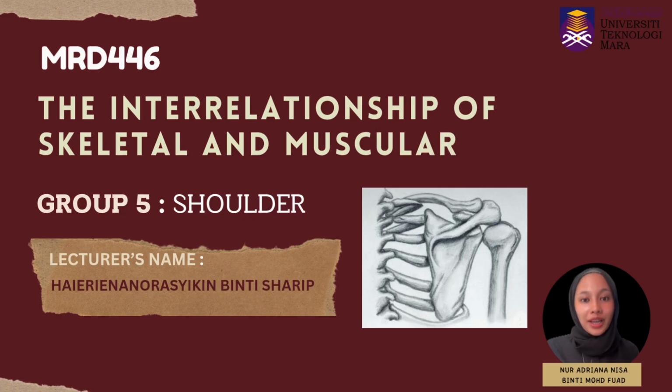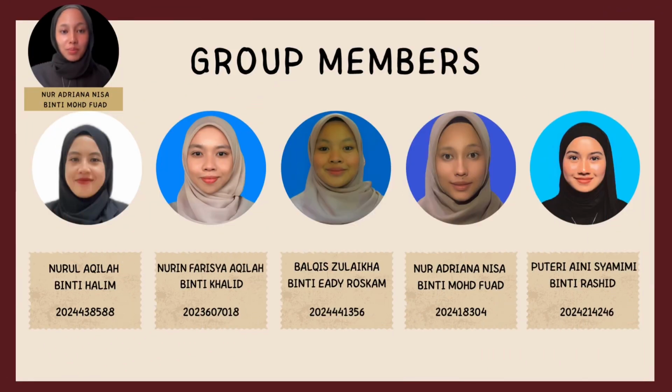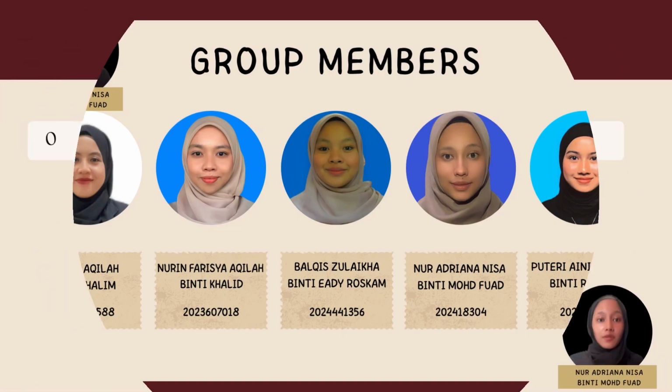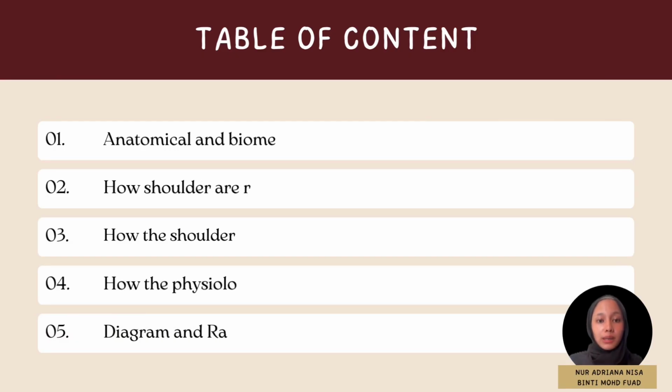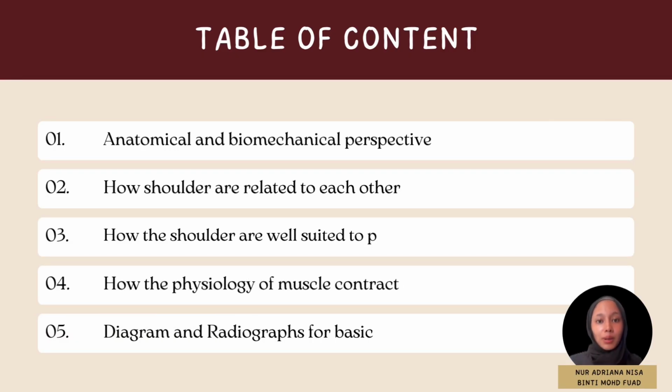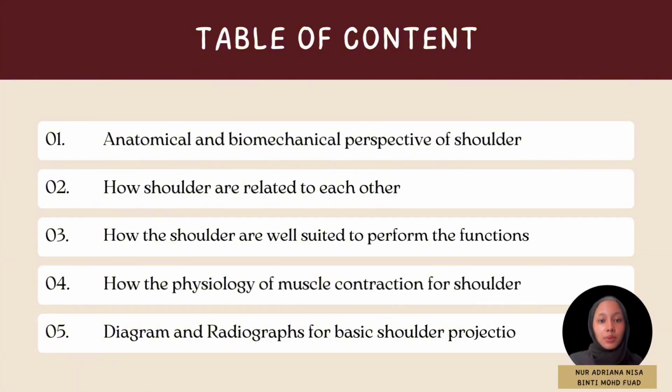So we are from group 5 and we will present about the interrelationship of the skeletal and muscular system of the shoulder. Meet our group members, which consist of 5 persons: Akila, Nurin, Zulaika, Adriana and also Putrantan. We will begin by explaining the anatomy and biomechanics of the shoulder, how the parts relate to each other and how they work together to perform their function. Next, we have the physiology of muscle contraction, and lastly, the radiograph for basic projection of the shoulder.